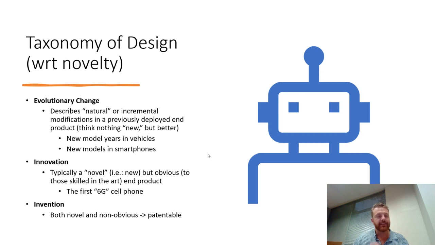Another way that you can classify the different types of engineering design work is not only with respect to the starting point, but also with respect to the level of novelty. And novelty is just a fancy way to say newness. We'll see a little bit later on that it's actually one of the criteria that makes something patentable if you're interested in eventually getting a patent as an engineer.